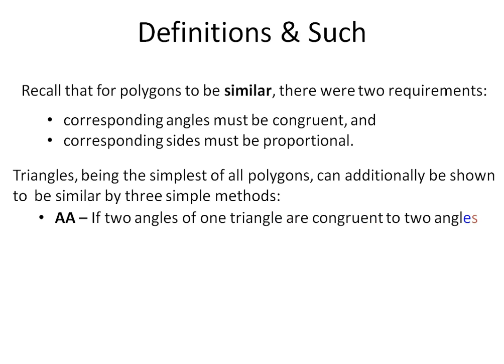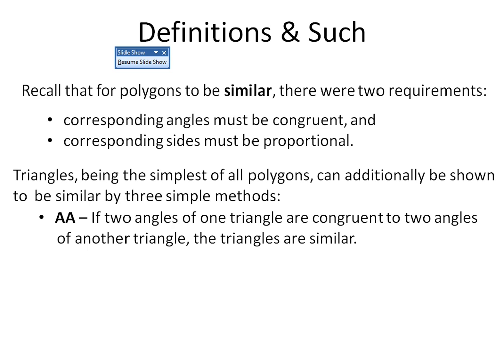Okay, the first one is called angle-angle. It simply says if two angles of one triangle are congruent to two angles of another triangle, the triangles are similar. This we know because if you know that two angles are the same in two triangles, the third angle has to be the same in both triangles because both of them have to add up to 180.